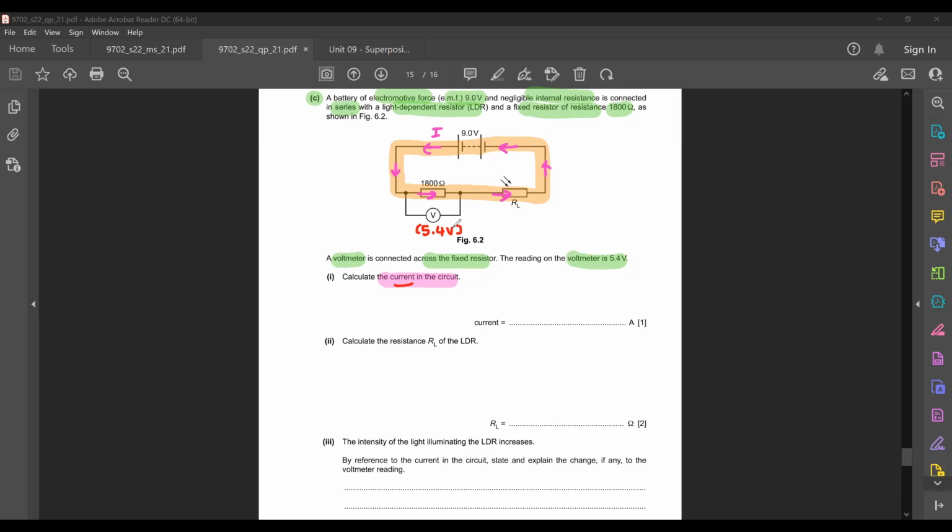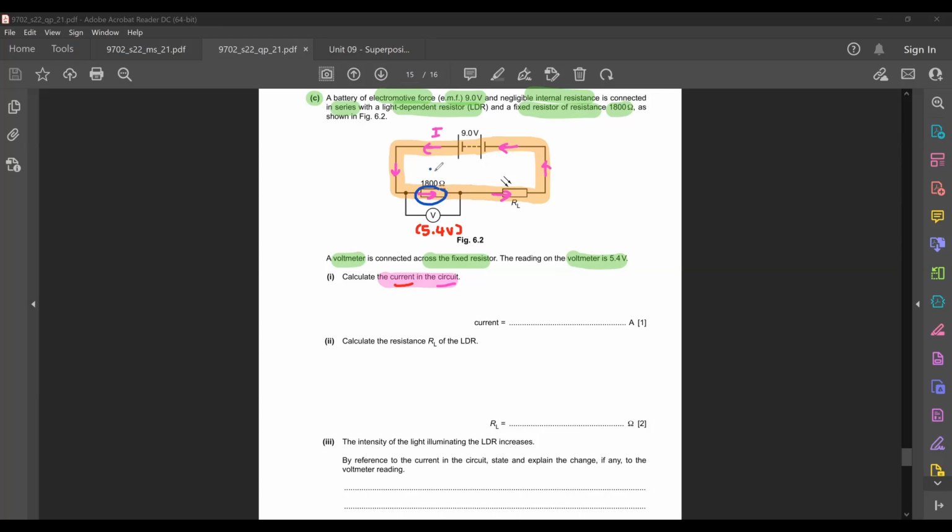Okay. So right now, notice that if we want the current inside the circuit, we could have just found out the current inside the fixed resistor itself. Because here you see the current is flowing in a series circuit. So in a series circuit, the current everywhere would be the same, okay? Because the current never branches out in the first place. So we want to find out the current flowing through the fixed resistor here.